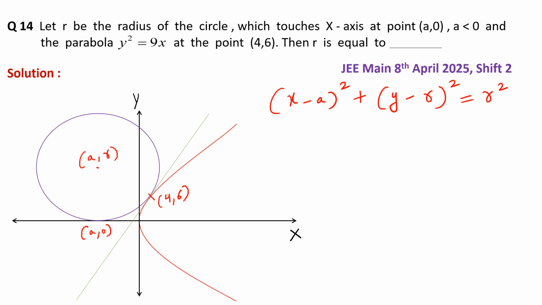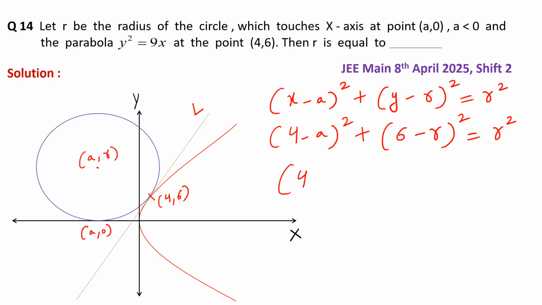Now students, circle and parabola are touching each other at the point (4, 6). I am calling the line which is acting as tangent to both the circle and parabola at the point (4, 6) as the line L. Right? Now since point (4, 6) lies on the circle, it must satisfy the equation of the circle. So I can write (4 minus a) whole square plus (6 minus r) whole square equal to r square.